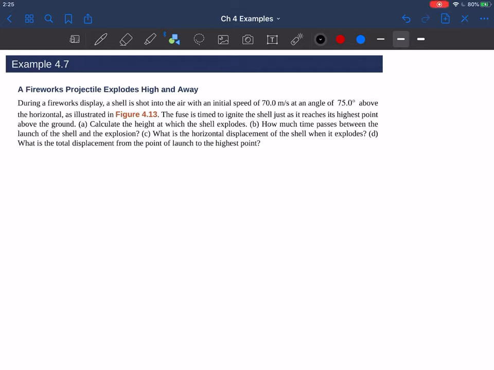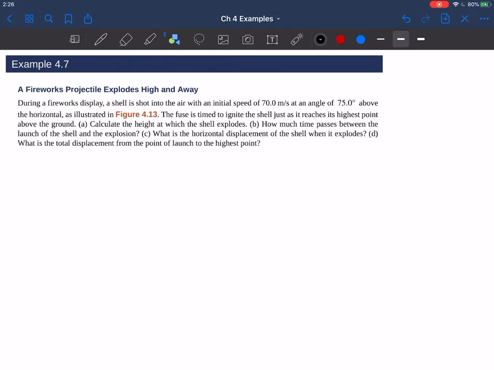Okay, so let's work on the solution for example 4.7 from the OpenStax textbook. Let's read through the problem. During a fireworks display, a shell is shot into the air with an initial speed of 70 meters per second at an angle of 75 degrees above the horizontal. The fuse is timed to ignite the shell just as it reaches its highest point above the ground.